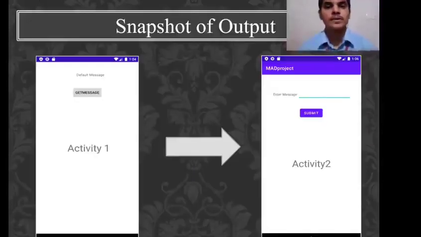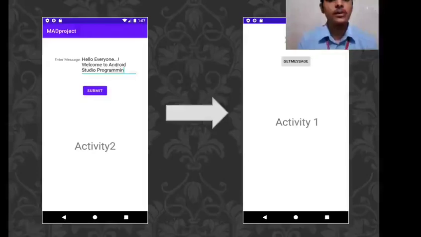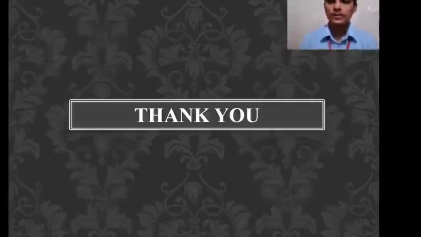This slide is about snapshots of output. There are some snapshots you can see. The first one is activity 1. Here you can see the default message. If you click on Get Message, then you will enter activity 2, and here you can see Enter Message. You need to enter any message you want, like "Hello everyone, welcome to Android Studio Programming." If you click on the submit button, then you will return to the main activity, and here you can see the message "Hello everyone, welcome to the Android Studio Programming." So this is our main activity. This is all the working of our project. Thank you.